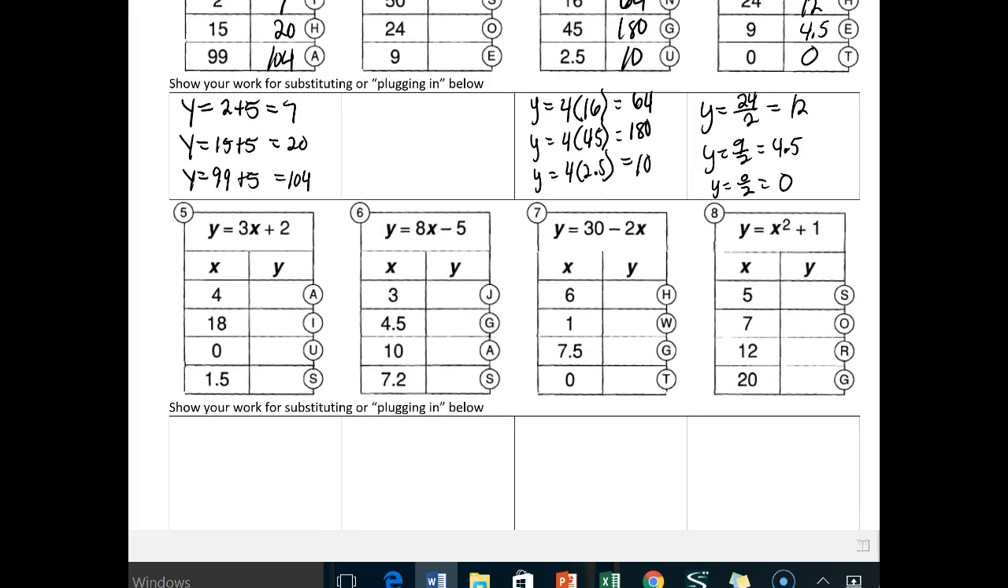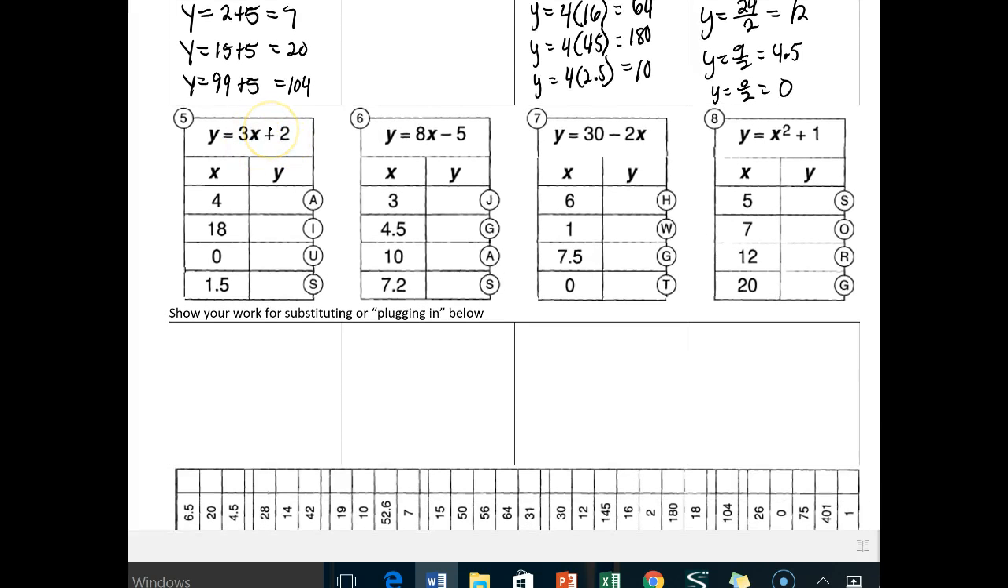Let's scroll down to a problem like number 5. So we're going to multiply and add here. So y is equal to 3, plug in 4, so parentheses 4, plus 2. Now remember, PEMDAS tells us to multiply before we add. So we're going to do 3 times 4 first, which is 12. 12 plus 2 is 14. Next one, y is equal to 3 times 18 plus 2. Right? The whole thing stays exactly the same. The only thing that changes every single time is the x. So 3 times 18 plus 2. So we have 54 plus 2 gives you 56.